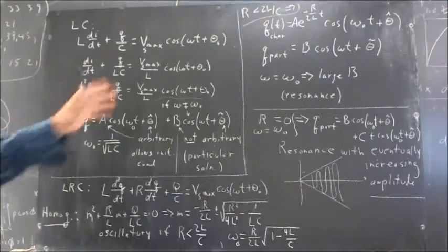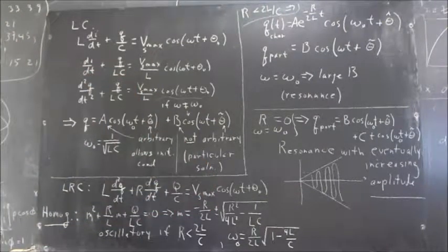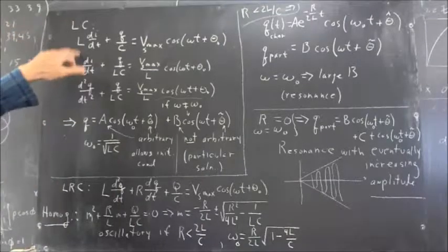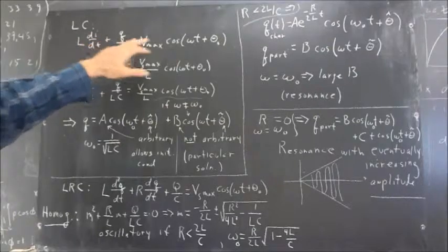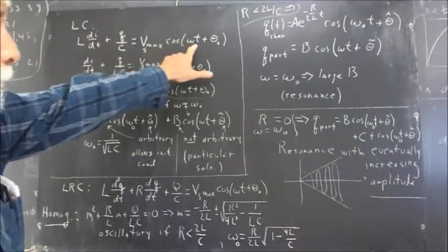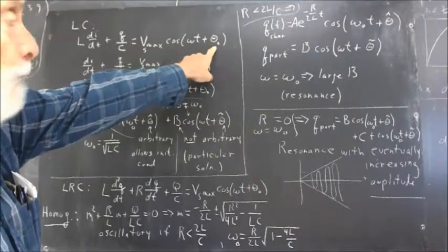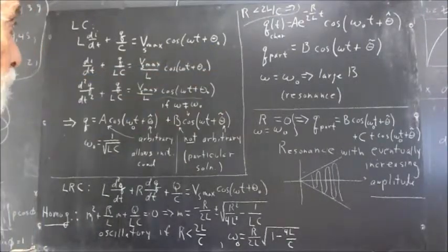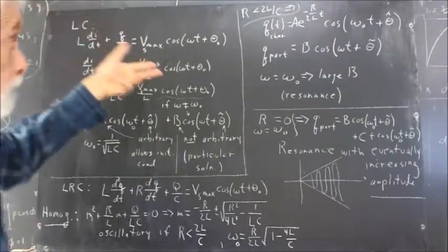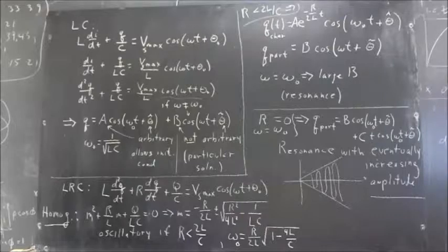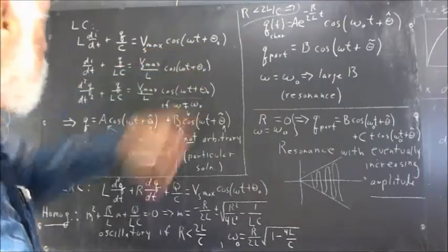Okay, now let's just put all this in a little bit of context. For an LC circuit, the differential equation is L di/dt plus q over C equals the source voltage, maximum source voltage times the cosine of omega t. And I put a theta naught in here for a phase angle. The reason is we want our current to have zero phase angle, and the current's not going to necessarily be in phase with the driving voltage.